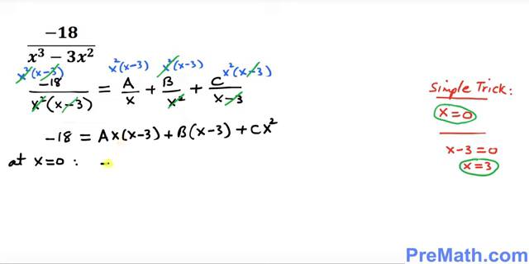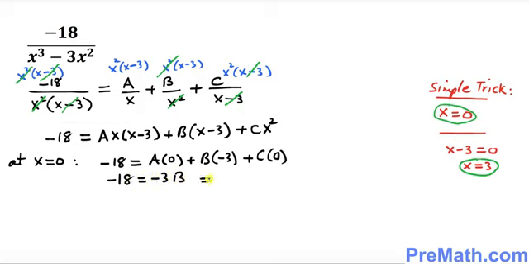So we got negative 18 on the left hand side equal to a times 0 times this whole thing, which becomes a times 0 plus b times 0 minus 3, that is negative 3, plus c times 0 squared, which is 0. So that means we simply got negative 18 equal to negative 3b, which gives us b equal to 6. So we figured out our b value as 6.